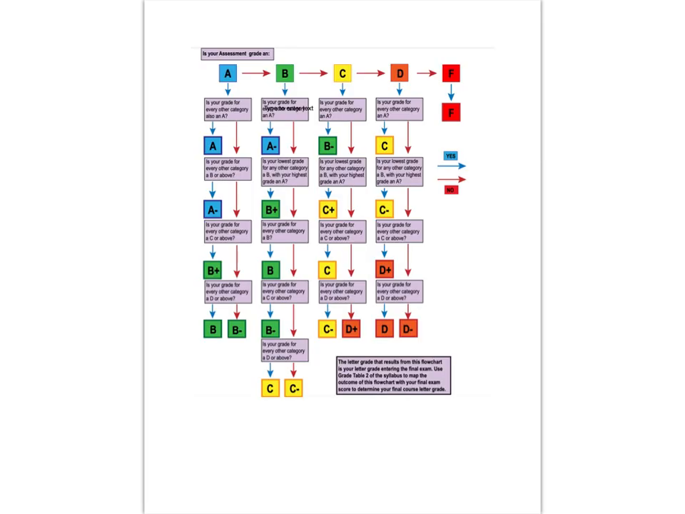All right, I'm going to start at A for the flow chart because he's done really well on his assessments for his learning objectives. However, he doesn't have an A in every other category, so we have to go down to the next box, which asks if every category is at a B or above. And, well, as a matter of fact, it is. So that means that he has an A minus going into the final.